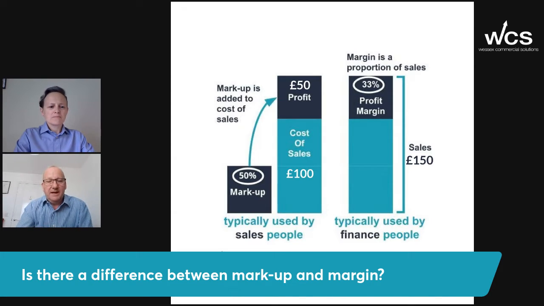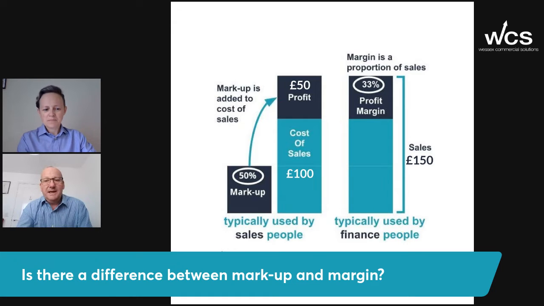You then want to add 50% markup. Now, I'm trying to keep these percentages easier. You know, I'm a mathematician, so it's easier for me. But 50% on £100 is £50. So what you get is a cost of £100, markup of £50 gives you a sales value of £150. So the markup is £50, but so is the gross profit.